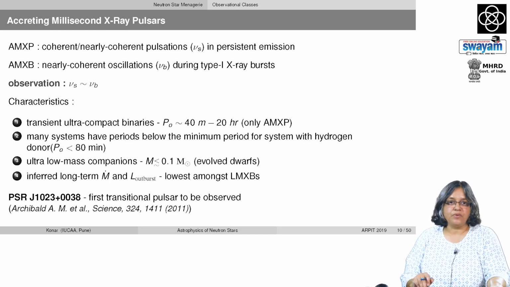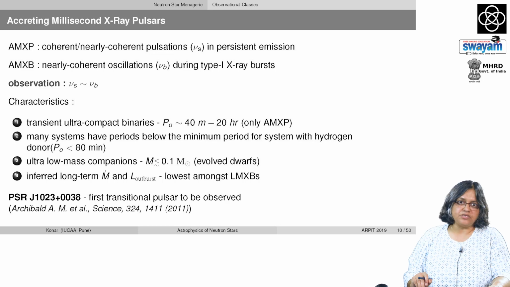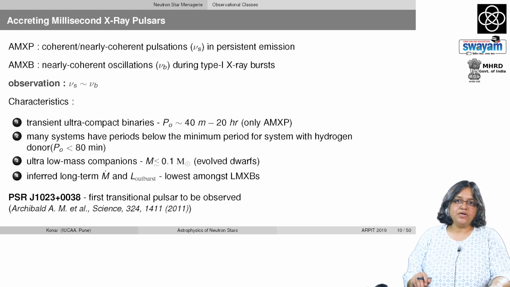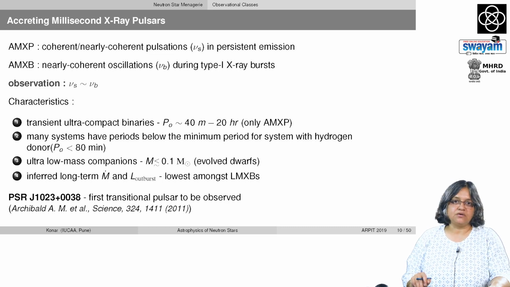neutron star evolutionary pathways. From AMXPs, we see coherent or nearly coherent pulsations in persistent emission. In contrast, from AMXBs, sometimes called XRBs, that is accreting millisecond X-ray bursters or X-ray bursters simply, we see nearly coherent oscillations during type 1 X-ray bursts. So, we see oscillations within the bursts, and observations have indicated that the spin period of the neutron stars is the same as the spin period of the oscillations within the burst.